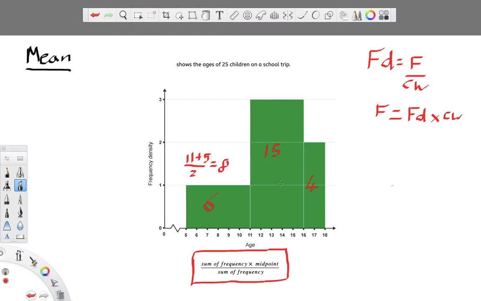The midpoint of the second bar, well, we've got 11 and 16 as the boundaries, if you like. So if we add those together, 16 plus 11 divided by 2, so I'll just write that out. 11 plus 16 divided by 2, and that is 13.5.